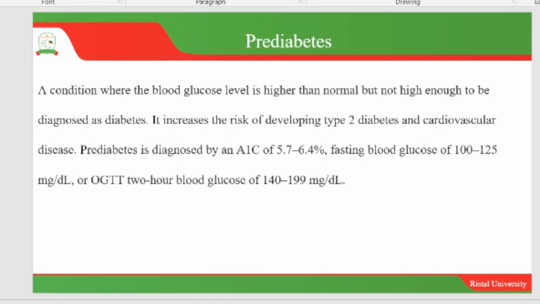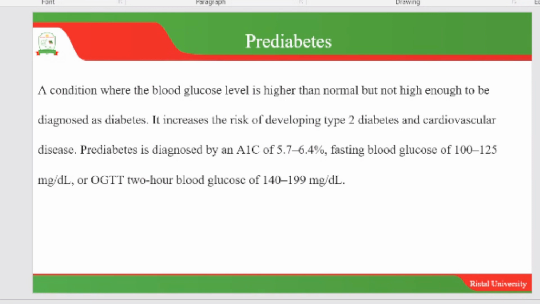Pre-diabetes is diagnosed by an A1C of 5.7 to 6.4%. Remember we said that the A1C is a diagnostic test for diabetes, and if it reads equivalent to 6.5% or more, it means the person is diabetic. So if it is between 5.7 to 6.4%, then it means that the person is in pre-diabetes.